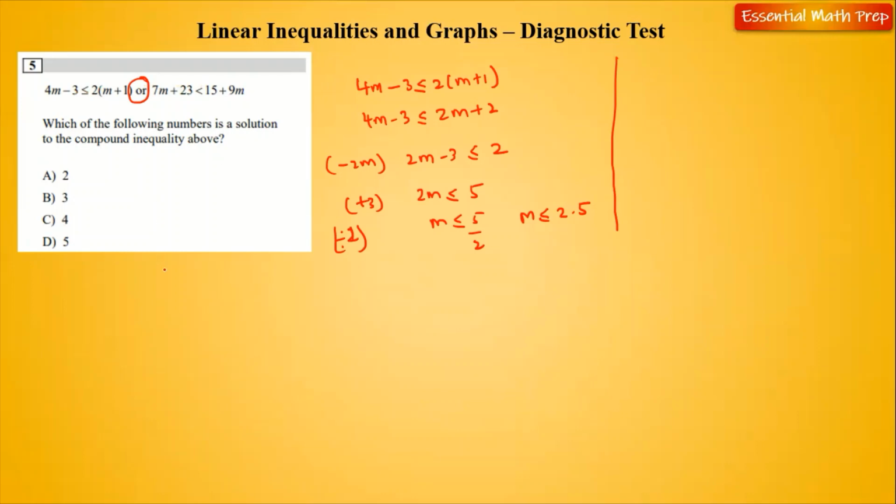Now, all of these answer choices would be different had it been an "and." So 7m plus 23 less than 15 plus 9m. We can subtract 7m on both sides, which gives 23 less than 15 plus 2m. We can subtract 15 on both sides, which is 8 less than 2m, or you can divide by 2 on both sides, 4 less than m. In other words, m is greater than 4.